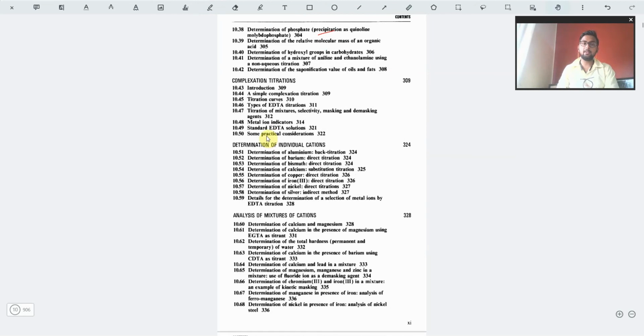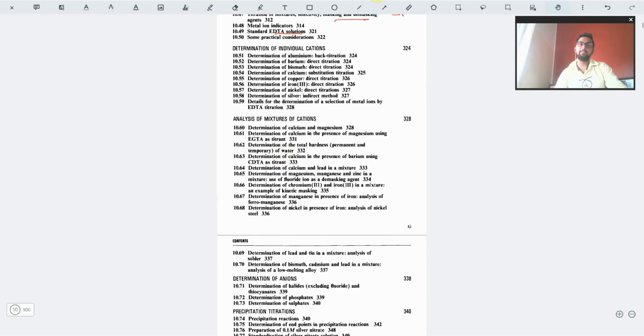Then we have complexometric titration, which is basically the formation of EDTA complexes with species like calcium, magnesium, zinc, and strontium. All these compounds form EDTA complexes quite easily, and therefore they are used in EDTA titrations by forming chelates with EDTA. Then we have the masking and demasking concept. Then we have EDTA solutions.